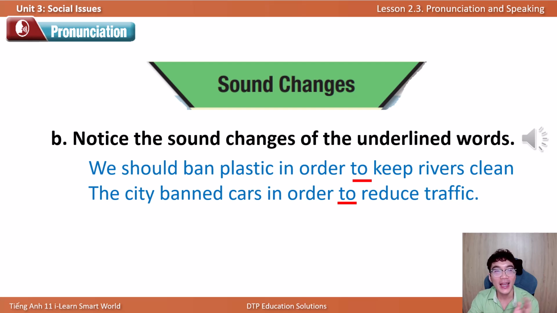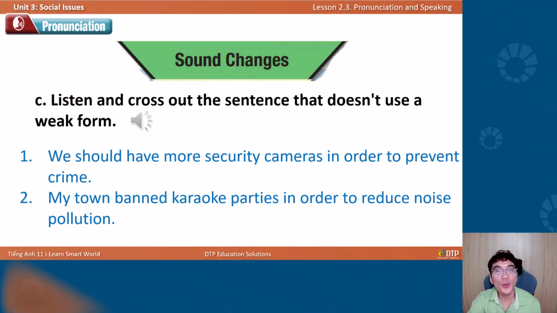Very good. Next sentence. Reduce traffic. To reduce traffic. In order to reduce traffic. The city banned cars in order to reduce traffic. Can you read it? Very good. Now we do part C.